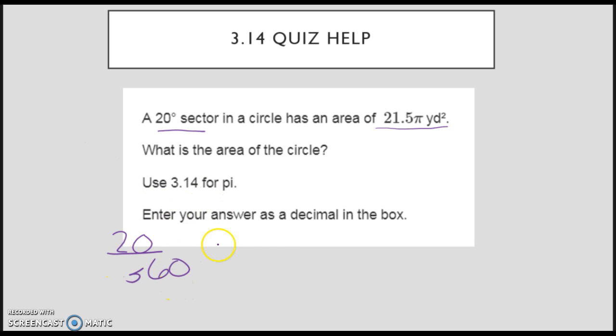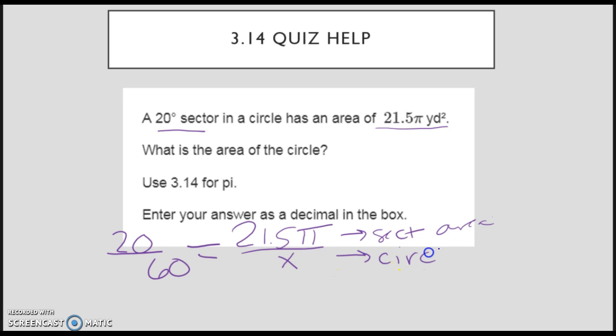That says 360. And we're going to set this equal to 21.5 pi, which is the area of the sector, over, and we're going to call it x, the area of the circle. So this is the sector area, and this is the whole circle's area. And just like this, 20 degrees is the sector angle, and this is the whole circle, 360.